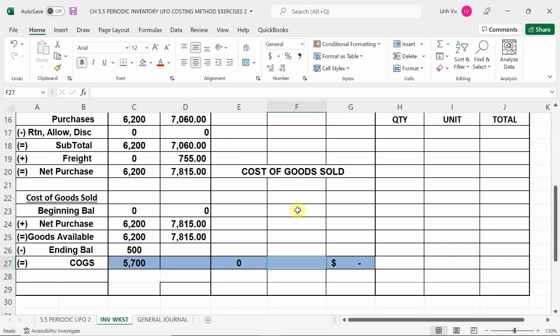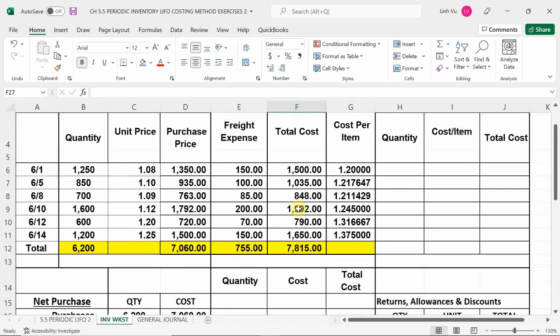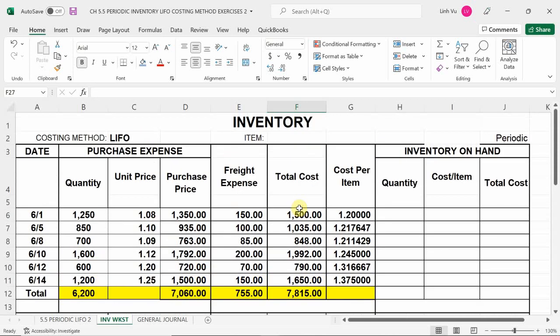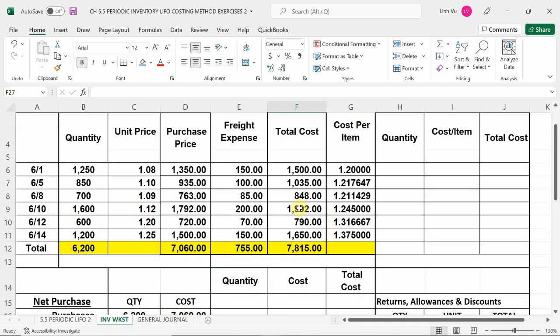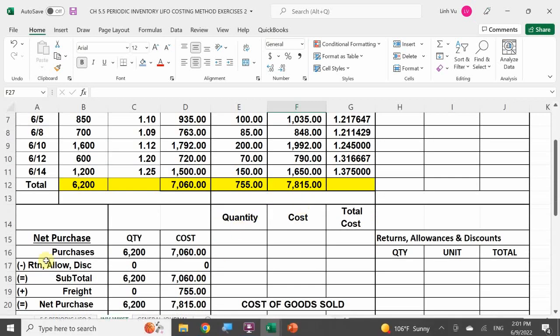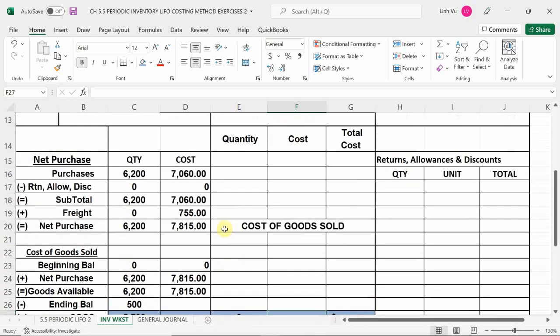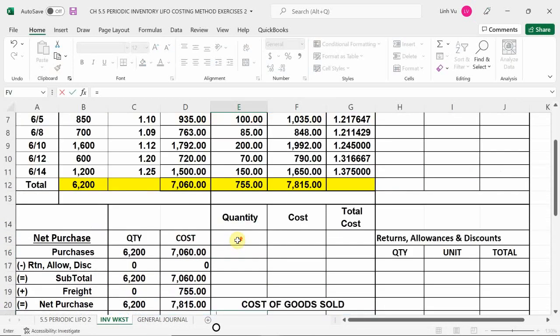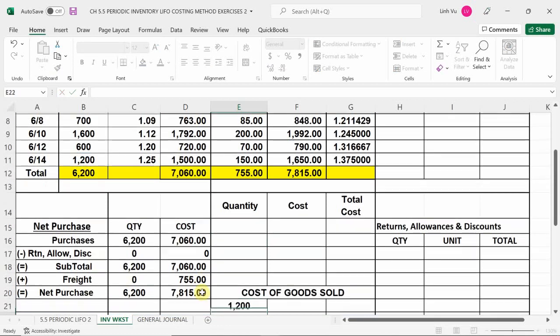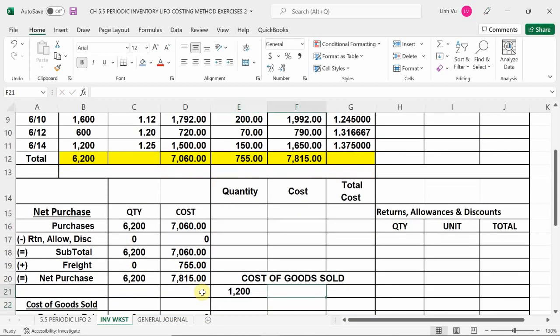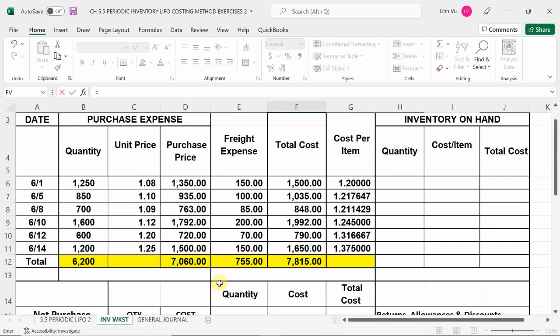Right? So in this case, looking at these batches of inventory here, which one would I start out with if I'm using LIFO to cost out my inventory? Most recent batch, which we purchased on June 14 for 1,200 units. Now in this case, I need to sell 5,700 units, so that's for sure I'm going to get rid of all 1,200 units, okay? In this case, I know exactly what those 1,200 units cost me.